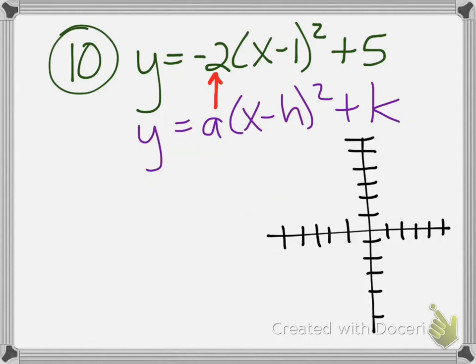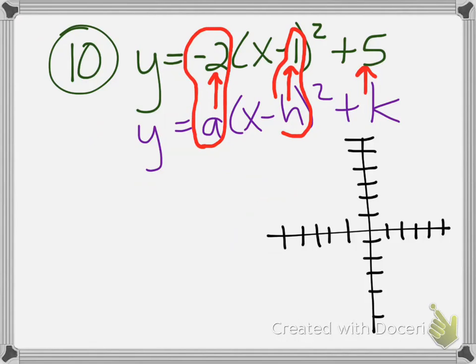So if I want to connect the pieces here, then I know a would be negative 2. I know h would be 1, because notice that this is minus here and this is minus here, so the h matches up exactly with 1, and the k is going to match up with 5 because this is plus and this is plus, so everything matches up exactly.